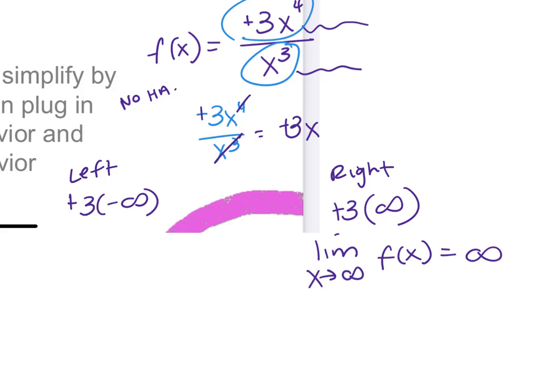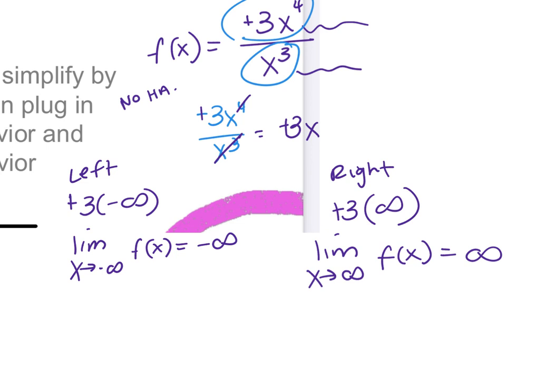Now what happens if I take negative infinity and I multiply it times 3? It's going to be negative infinity. It doesn't change that. It just keeps making it smaller and smaller and smaller. So on the left-hand side of this, it would go to negative infinity.